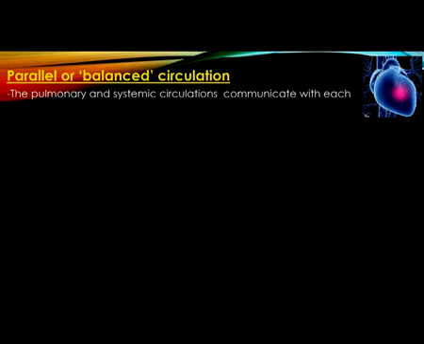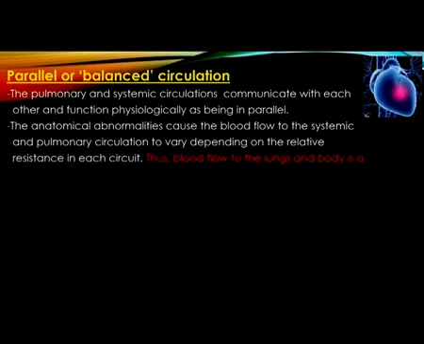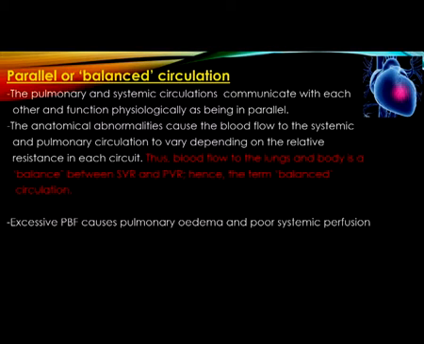Balanced circulation, or parallel circulation: the pulmonary and systemic circulation communicate with each other and function physiologically as being in parallel. The anatomical abnormalities cause the blood flow to the systemic and pulmonary circulation to vary depending on the relative resistance in each circuit. Thus, blood flow to the lungs and body is balanced between SVR and PVR, hence the term balanced. So depending on the resistance on each side, more flow will go to the side with lower resistance. Excessive pulmonary blood flow causes pulmonary edema and poor systemic perfusion, and insufficient pulmonary blood flow causes profound cyanosis.